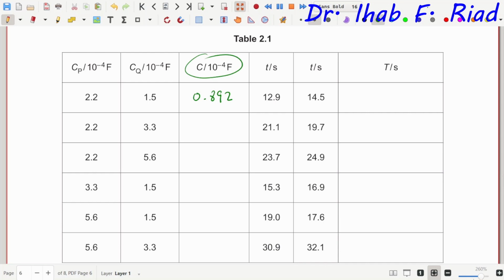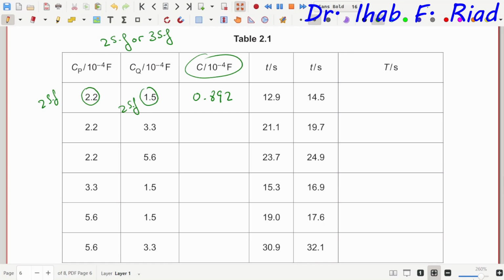So how many significant figures do we have here? We have two significant figures. How many significant figures do we have here? We have two significant figures over here. So in the calculated value for C, it is accepted to report the values to either two significant figures or one extra significant figure, three significant figures. So it is either two or three. We decided to go for three significant figures.